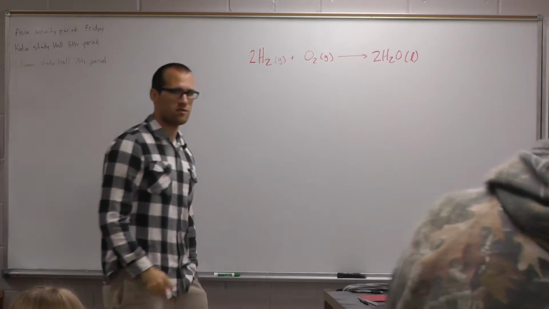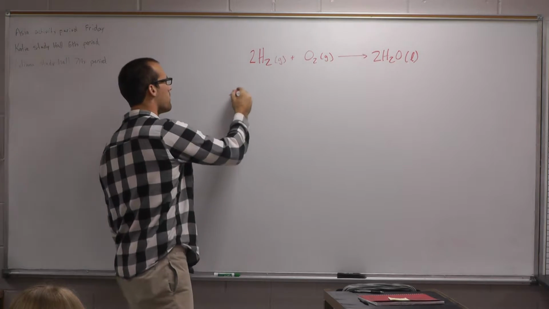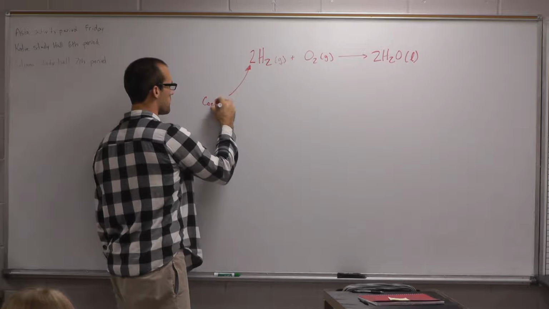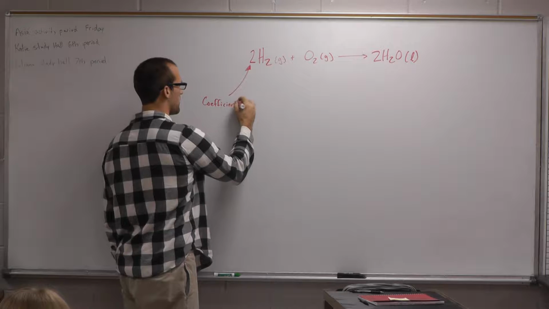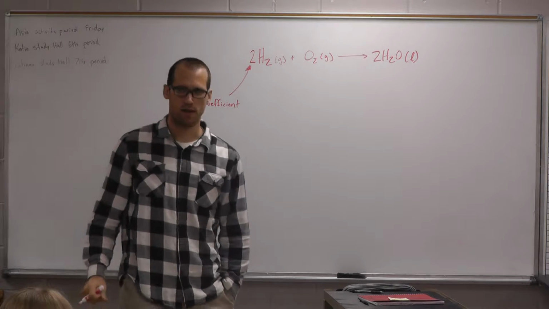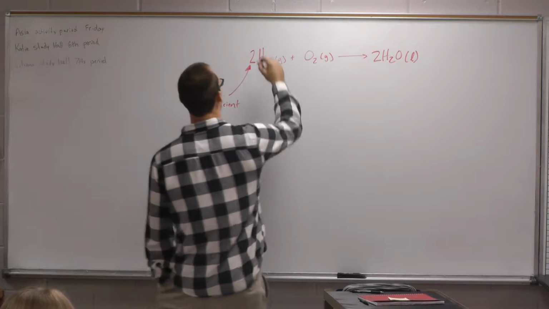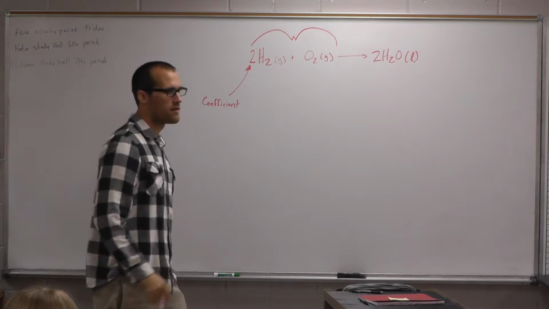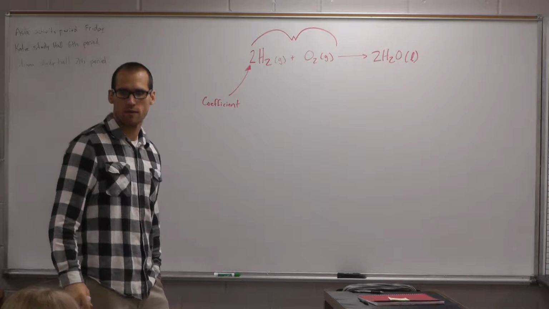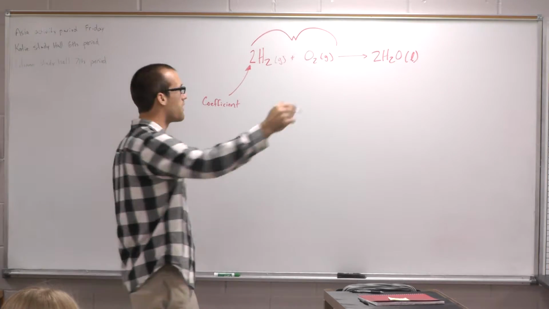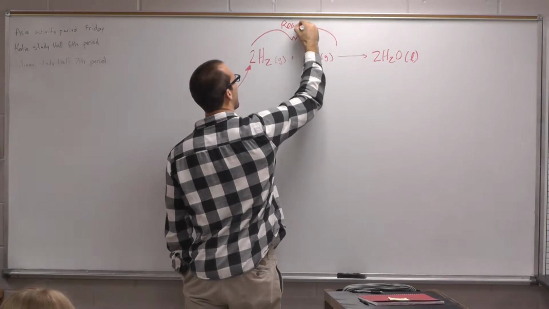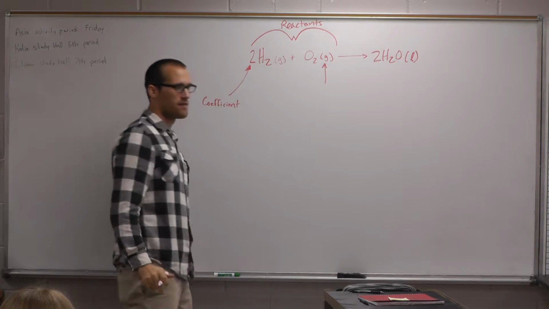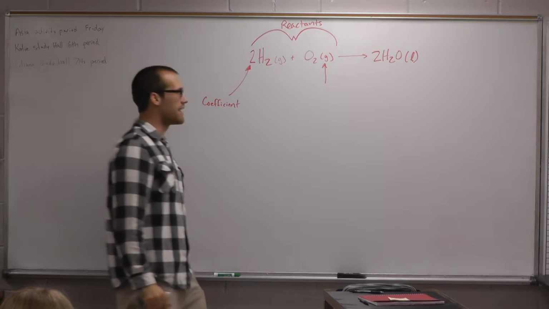All right, quick 4-minute review. What's that called? Coefficient. I don't even know how to spell that. There you go. I think something like that. Okay. What are those called? Reactants. What does that tell you? What phase it's in. Gas state.